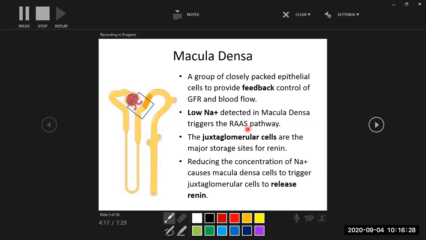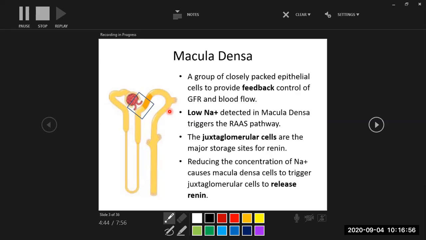So here, RAAS basically increases blood pressure. When it increases blood pressure, it increases filtration pressure here. Blood pressure is increased, filtration pressure is increased, then the GFR is increased. So that is this unique portion, this macula densa. So basically, I kind of go over the entire story.